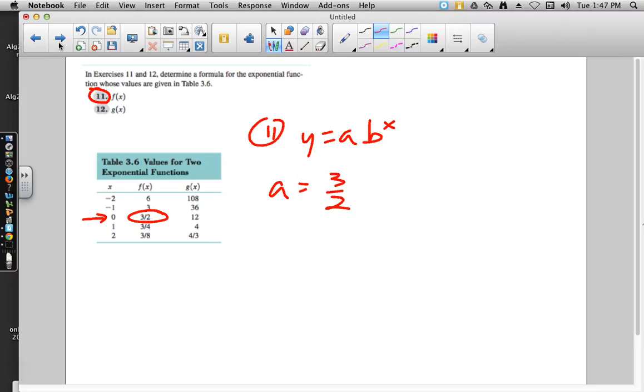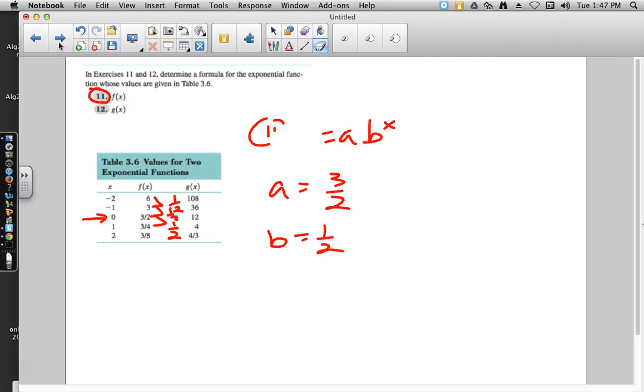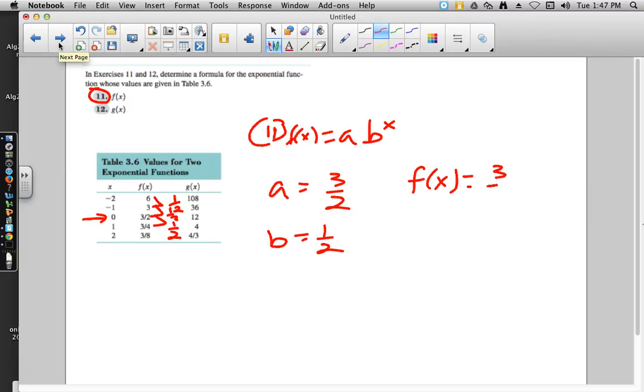B is what they're multiplying by each time to get the next term. So I see that they're going from 6 to 3, from 3 to 3/2, from 3/2 to 3/4, which we think of as dividing by 2, but that would mean they're multiplying by 1/2 each time. So that is our B value, and this will be y. Actually, we want f of x on this one. So f of x equals a 3/2, and then we have our b value of 1/2 to the x power. So that's number 11. That one is just like an example that we did in class.